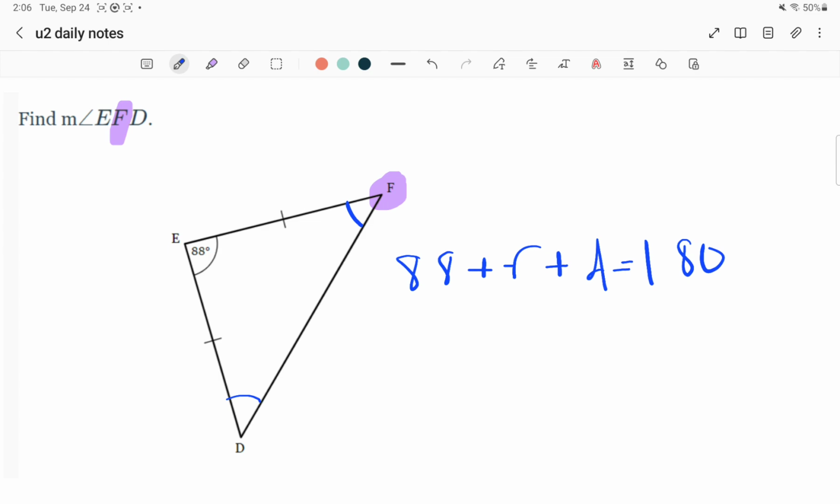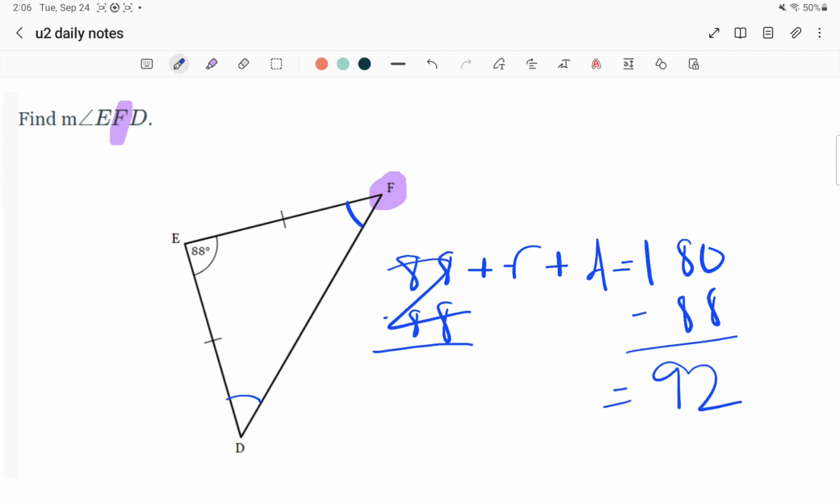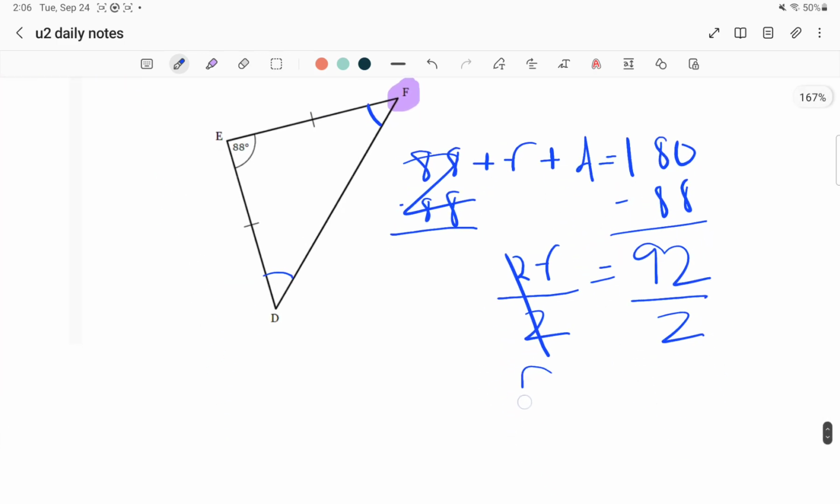And from there, I can solve. So notice I added in my triangle sum property. Equals 92. Remember, F and D were the same thing. So I can just say 2F instead of F and D because I know that they're the same and there's two of them. And from here, I'm going to divide by 2. So I know that angle F is going to be 46 degrees.